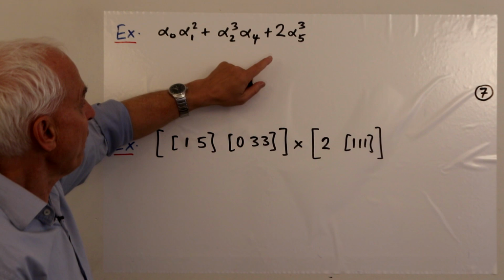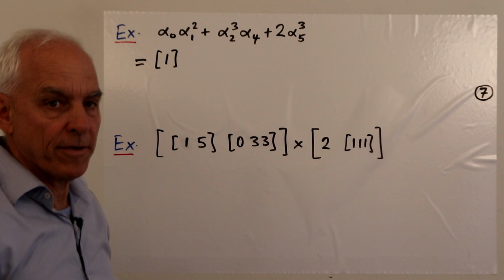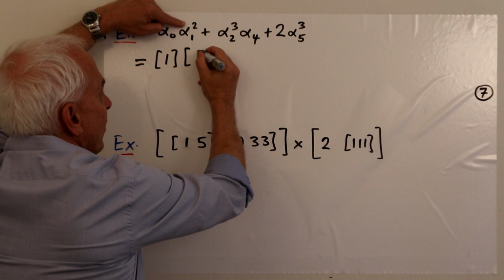All right, so let's write this thing out. So what is alpha 0? It is the mset 1. What is alpha 1 squared? Well, it is the mset consisting of mset 1, 1.